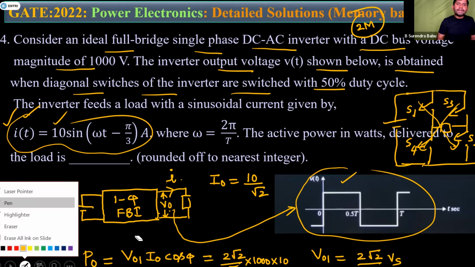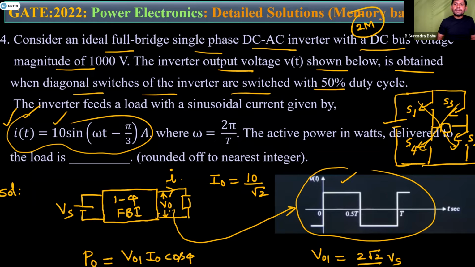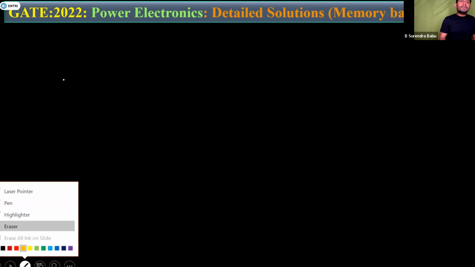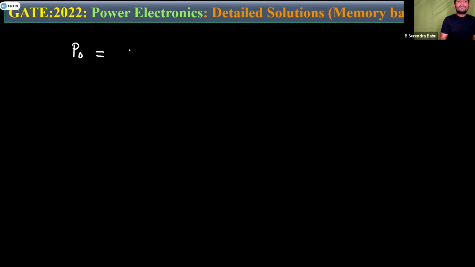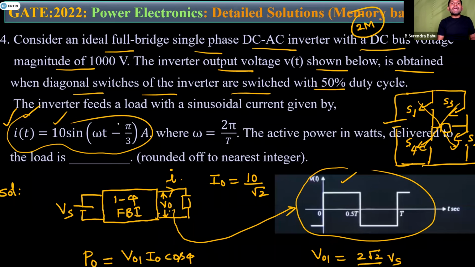I will write it in the next slide. Concentrate. That is P0 equal to V01, which is 2 root 2 by pi into Vs. Vs is how much, friends? It is 1000 volts, it is given. I0 is the RMS current, 10 by root 2, into cos phi, where phi is the angle between voltage and current. What is the angle between voltage and current? The current lags by an angle of 30 degrees. Sorry, 60 degrees. Pi by 3, it is 60 degrees.